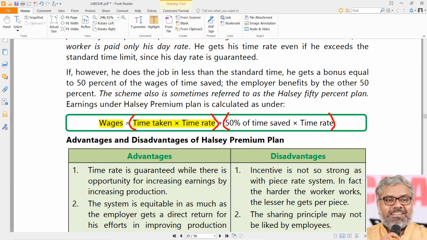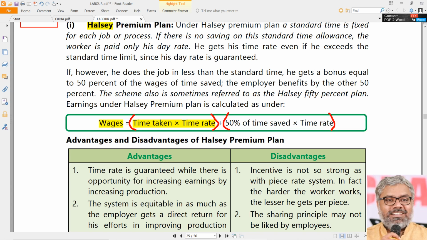So the essence of this is ultimately what? The employer will get 50%, the employee will get 50%. Both of them will get a bonus. The employee will get a bonus of 50% of the wages related to the time saved. The employer benefits by another 50%. What the employer benefits, we don't care. Simply what the employee is eligible for, that is the wages: 50% of time saved multiplied with the time rate. The time rate should be known already to us. Definitely, that is what workers are paid per hour, let us say. So how many hours are taken? That is actual time worked multiplied with the time rate.